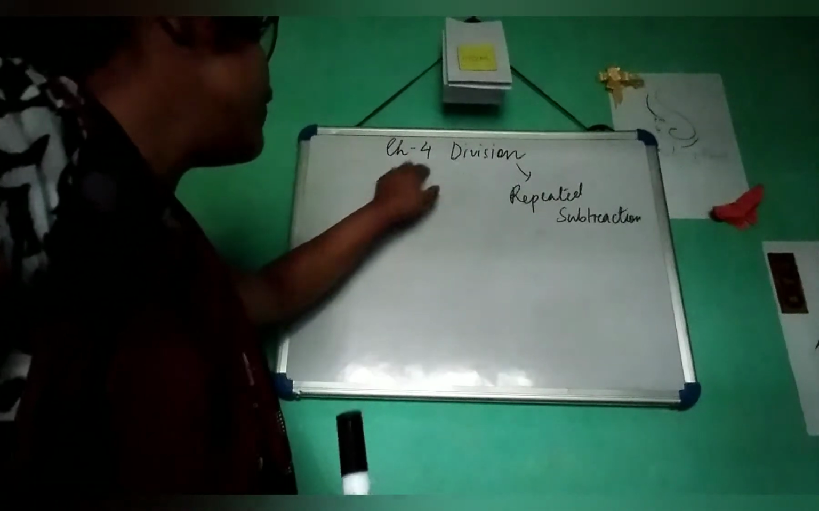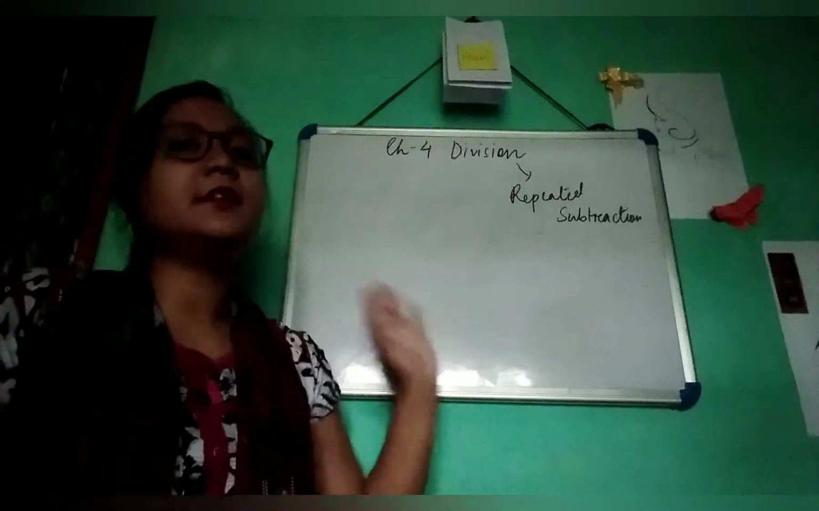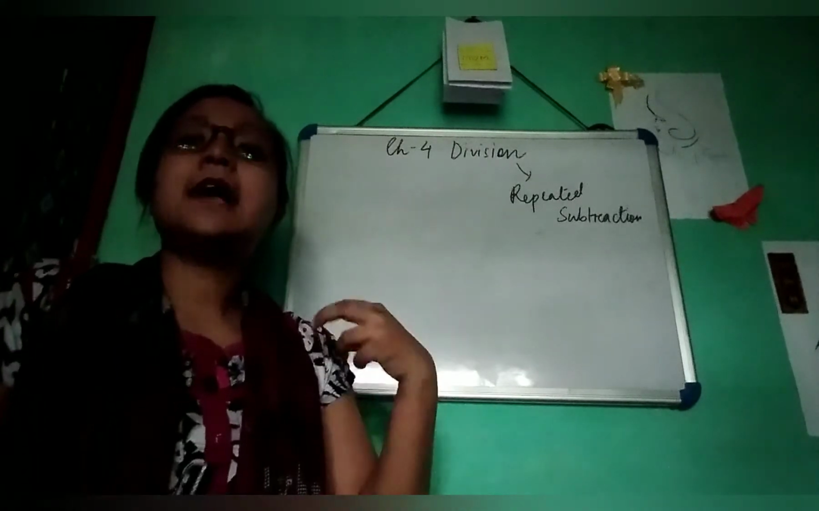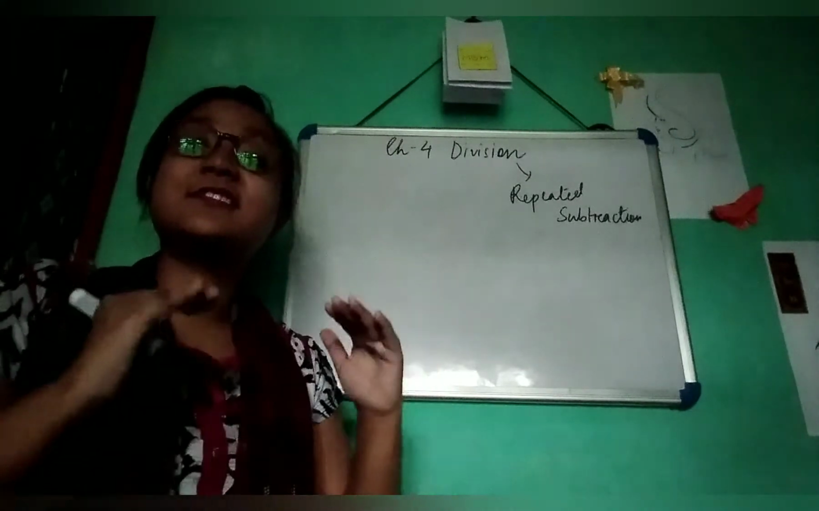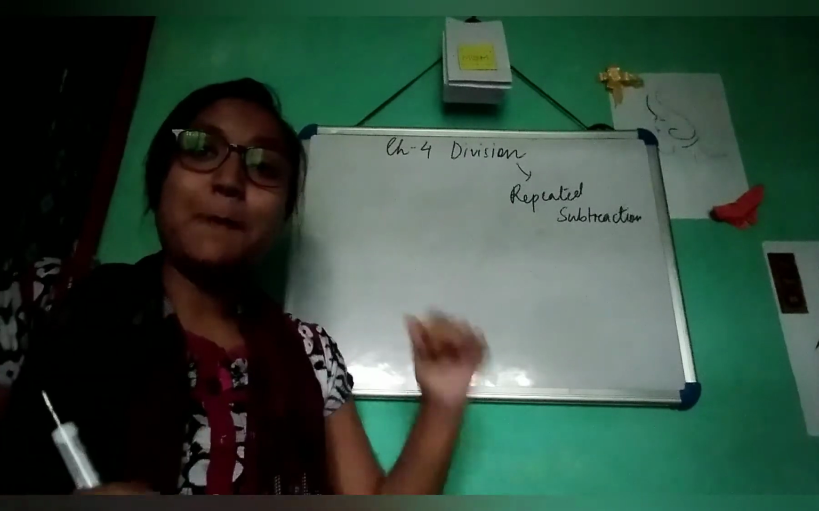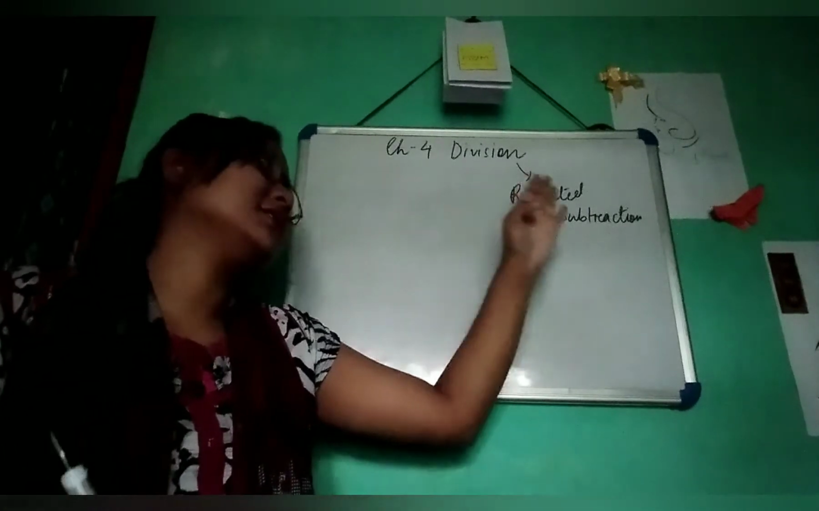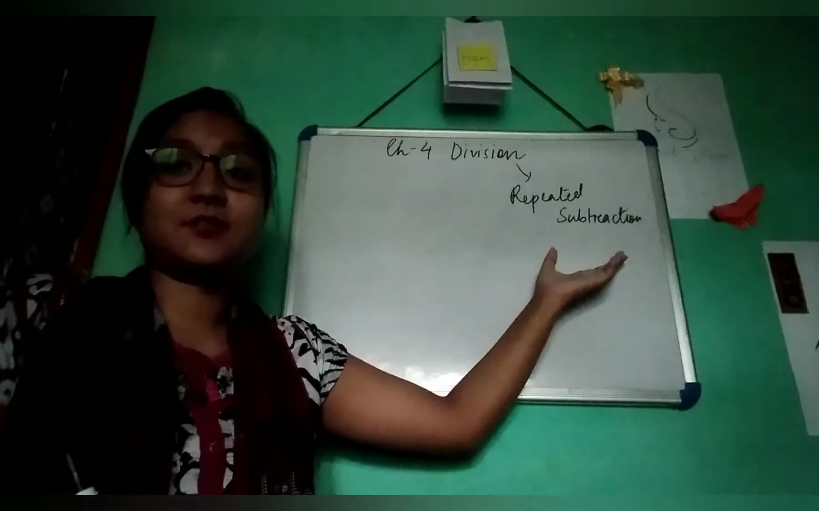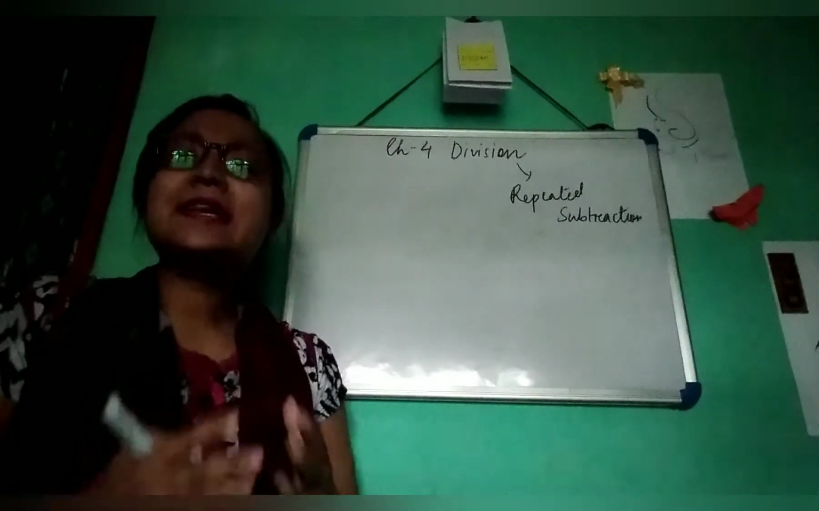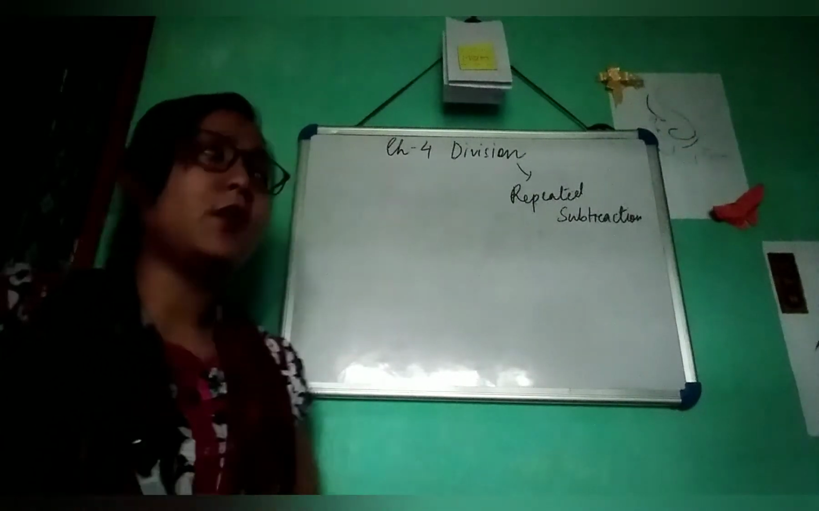Division, that is chapter number 4, division. So last class you have learned about multiplication. As you know, multiplication is repeated addition, but in case of division it is known as repeated subtraction. Okay, so why is it repeated subtraction? We will tell you why.